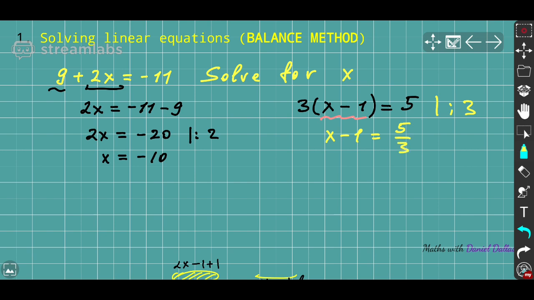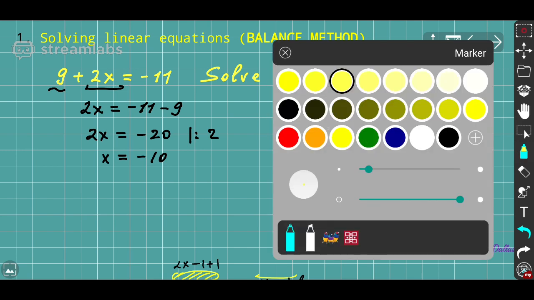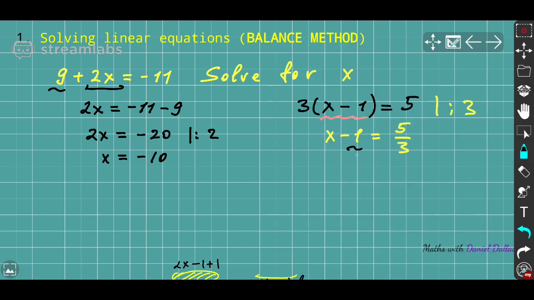Okay. So next up, how to transfer. You transfer normally: you take minus 1 and transfer to the right side. So you'll get x equals 1 plus 5 over 3, all right? So it will work like this.